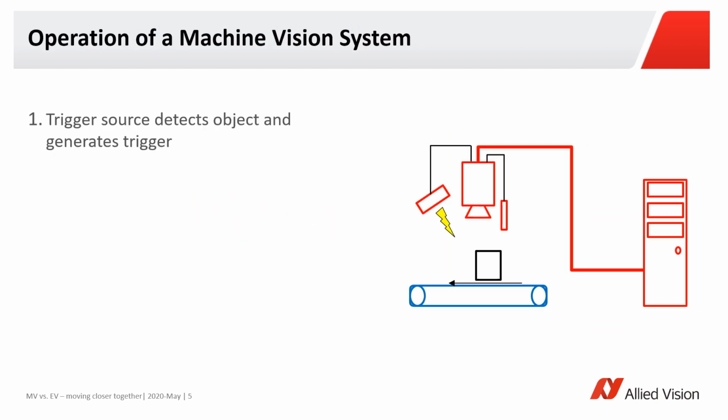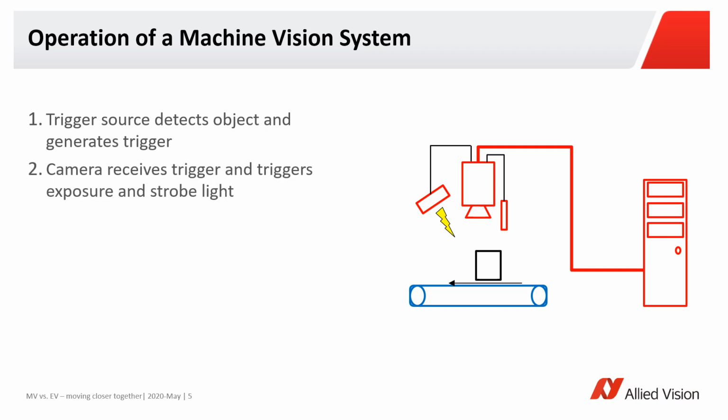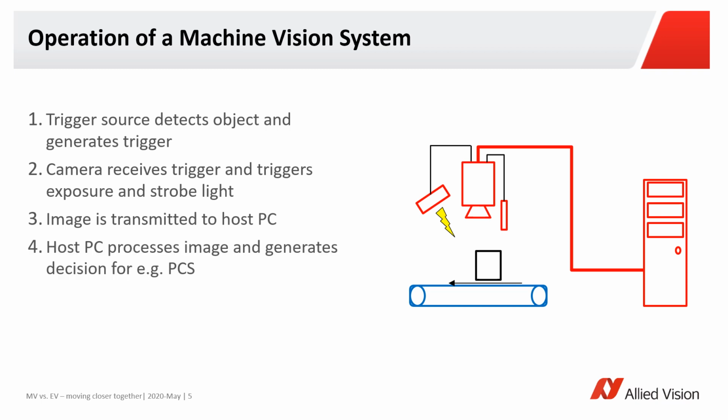So that means, again, the trigger source detects the object and generates the trigger. The camera receives the trigger and the exposure inside the camera is triggered. Also, the strobe light gets the signal once the exposure in the camera starts. It is exposing. Afterwards, the image is transmitted to the host PC, and the host PC processes the image and generates the decision for a process control system or any other type of action.